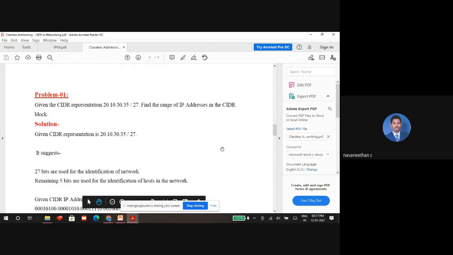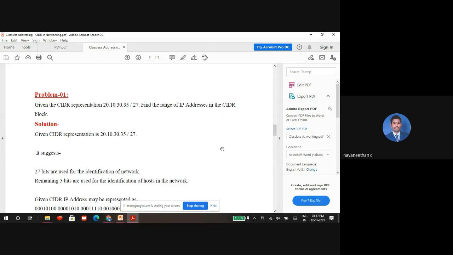Students, listen. Given the CIDR representation 20.10.30.35/27, the slash 27 means automatically we'll be going for the CIDR representation. Find the range of IP addresses in this CIDR block. Very simple. It is slash 27.